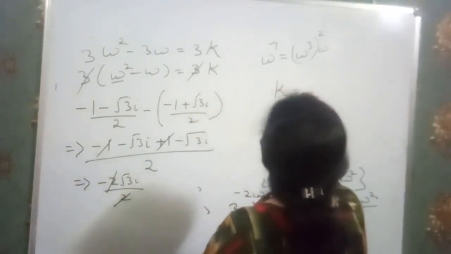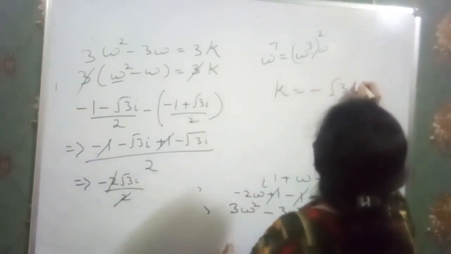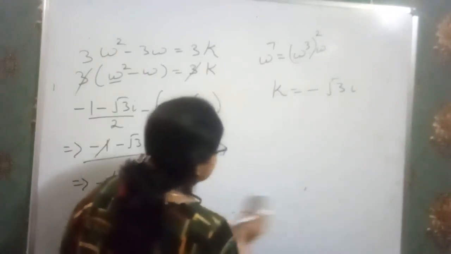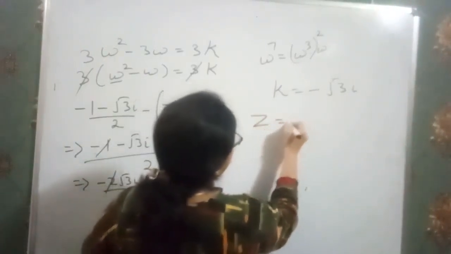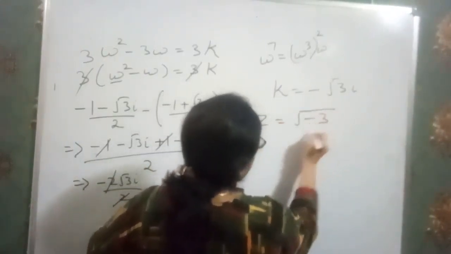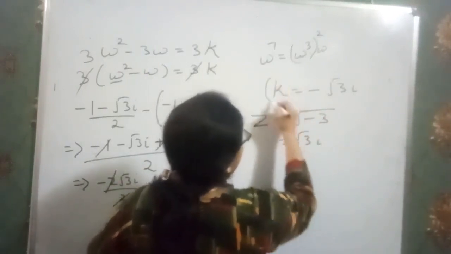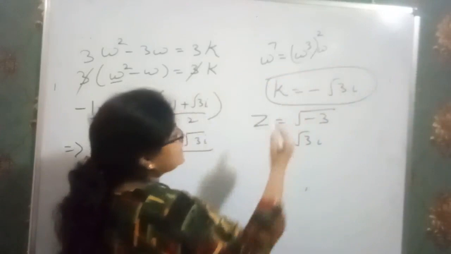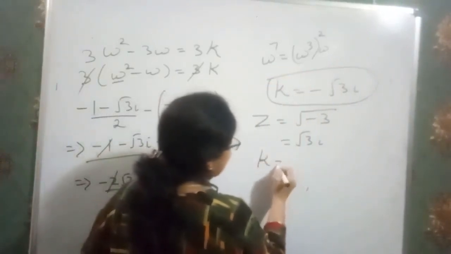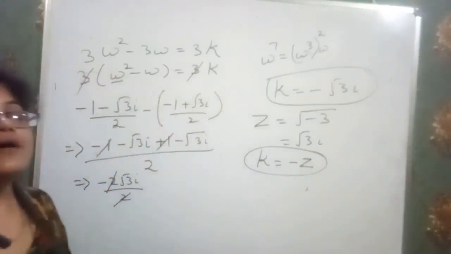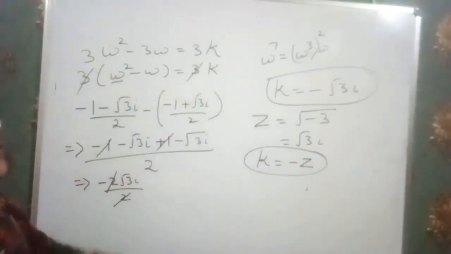But in the question it is given that z is equal to under root minus 3. That is z is equal to root 3i, and we have the value of k is equal to minus root 3i. That means the value of k is minus z, which is our required answer. That's why we solve this question. Now I am going to proceed to another question.